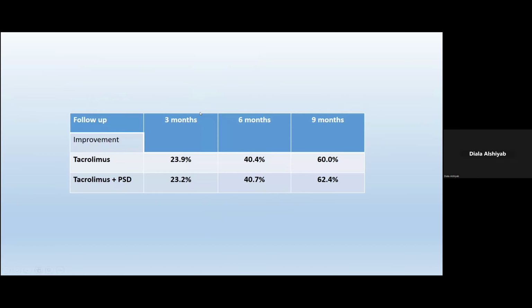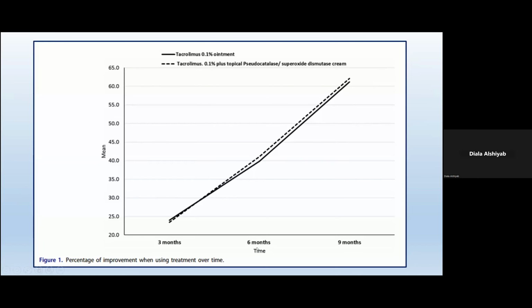After 3 months, the tacrolimus group and the tacrolimus plus superoxide dismutase group had almost the same response. You can see there are no differences between the two groups. This was the same after 6 months and after 9 months with continuation of treatment. This figure shows the treatment response for both groups. You can see they are almost the same. There was no difference between the two groups.